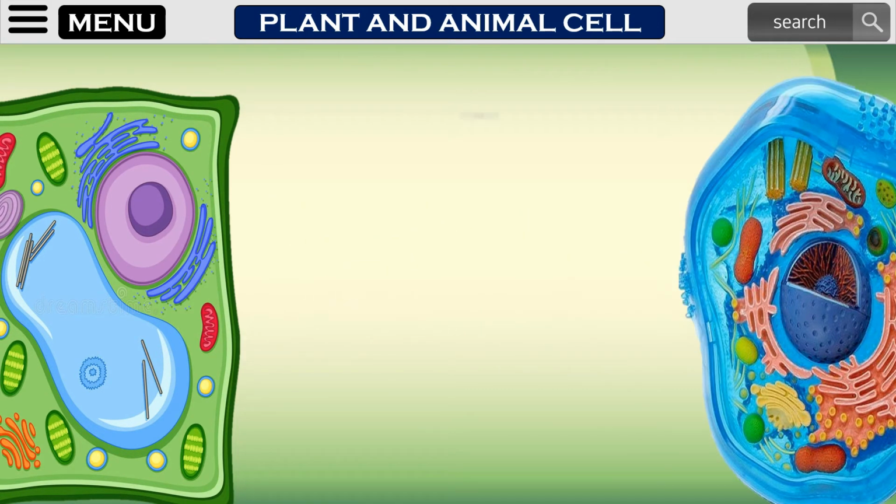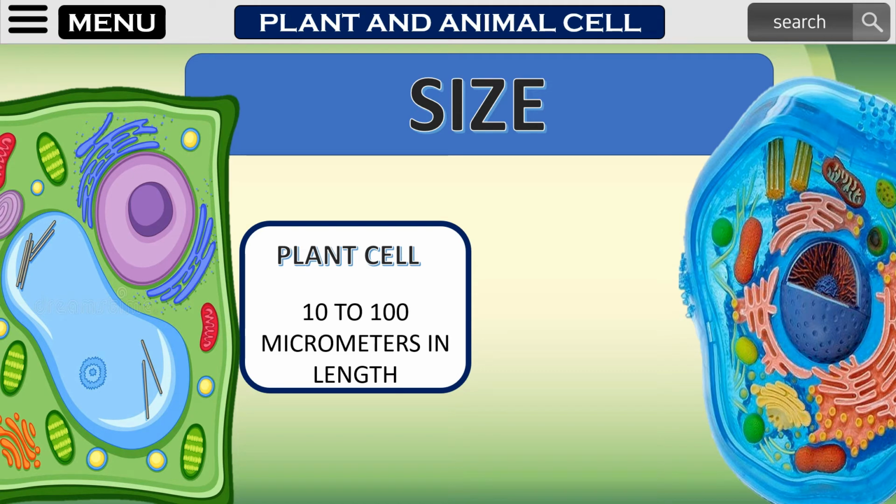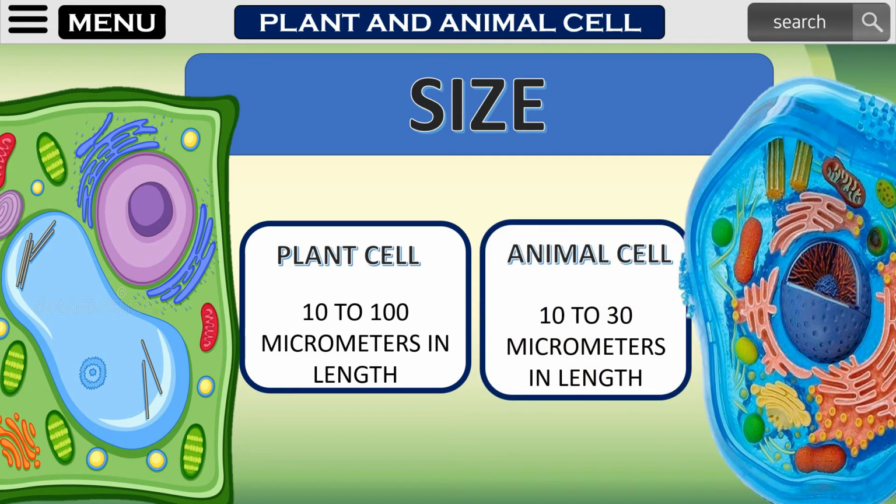When it comes to size, animal cells are generally smaller than plant cells. Plant cells range from 10 to 100 micrometers in length, while animal cells range from 10 to 30 micrometers in length. Take note that the sizes of the plant cell and animal cell shown in the picture are just for representation. They are not their actual sizes.